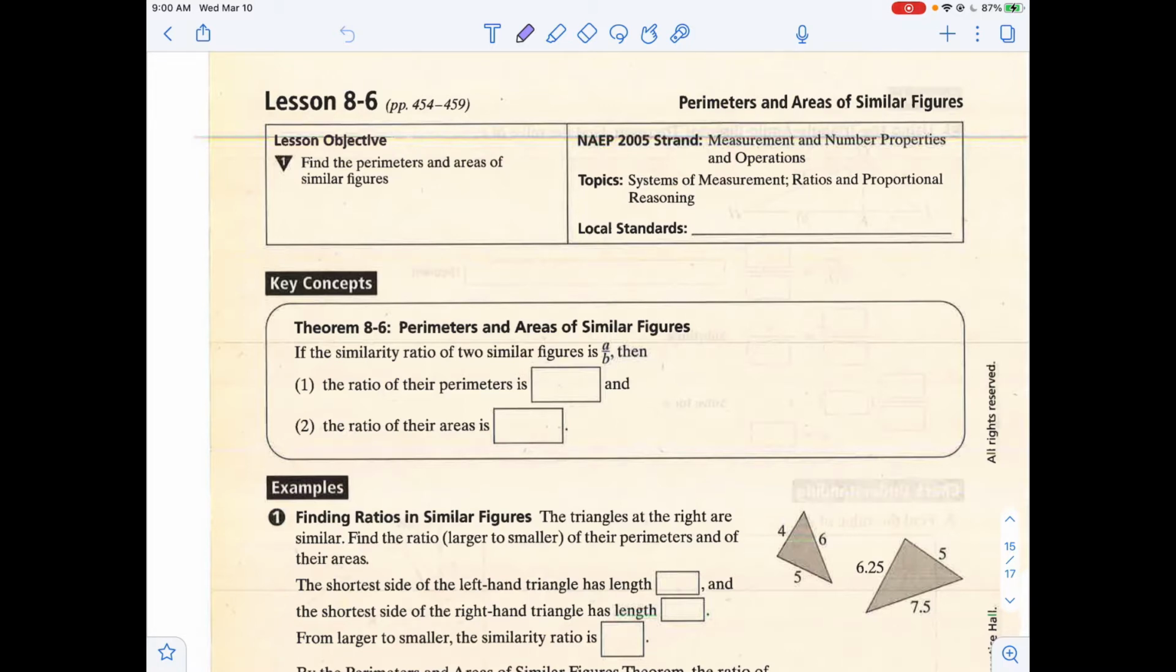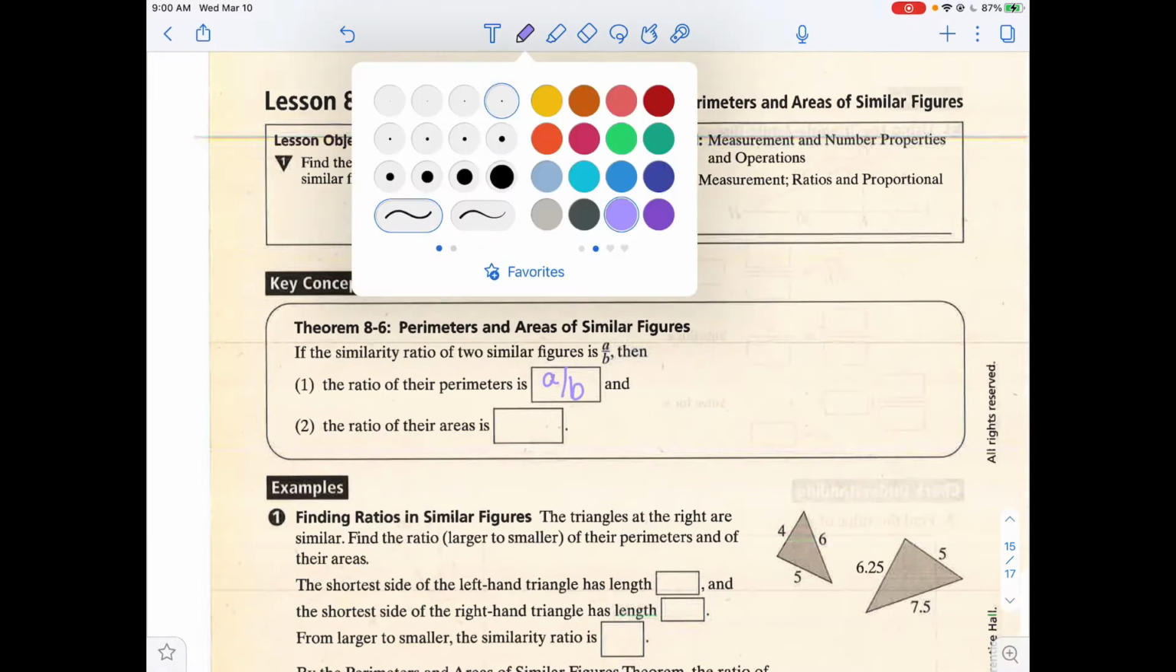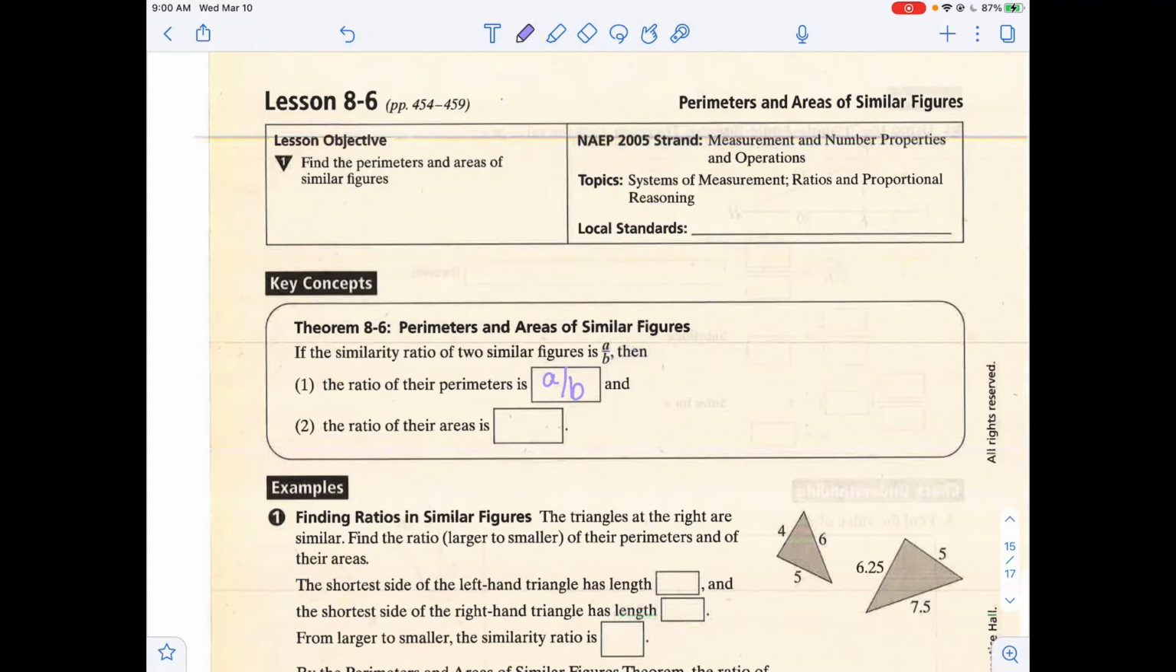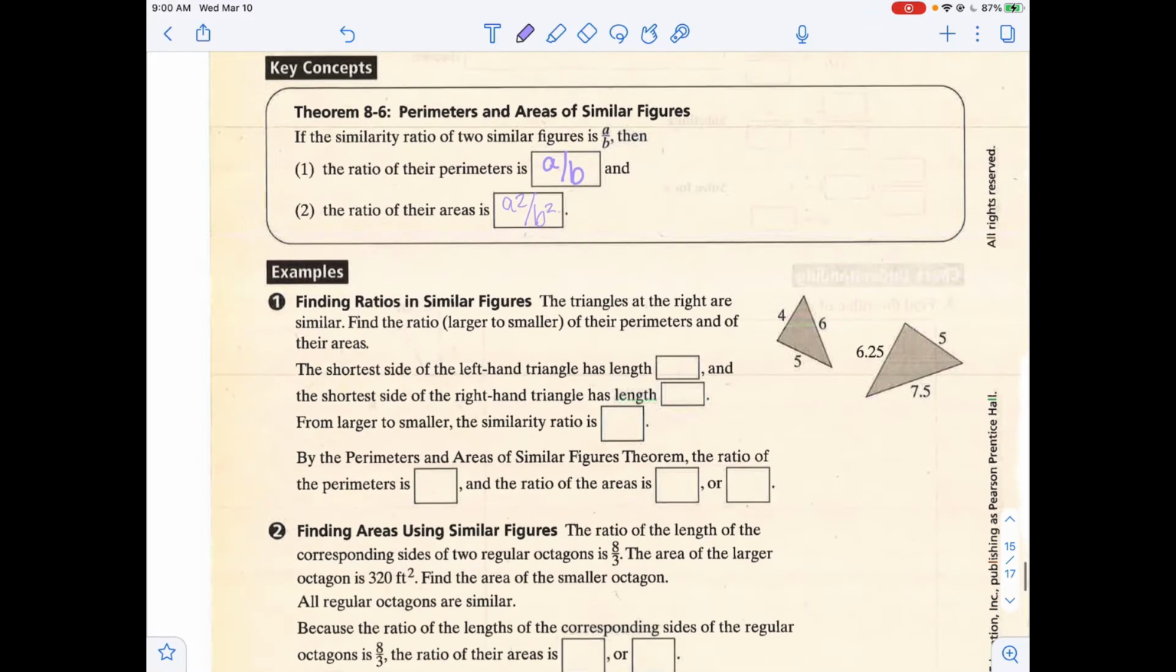If the similarity ratio of two similar figures is A over B, then the ratio of their perimeters is also A over B. And the ratio of their areas is A squared over B squared. So we can use that to find different things in some different shapes. So let's go ahead and try them out.